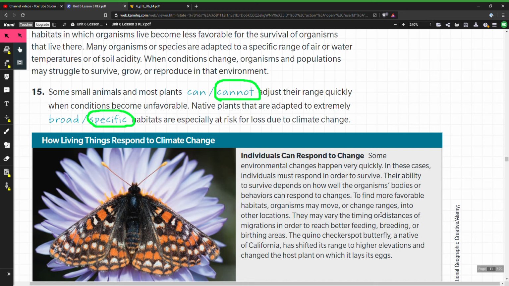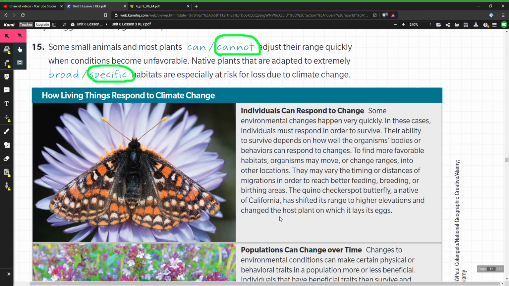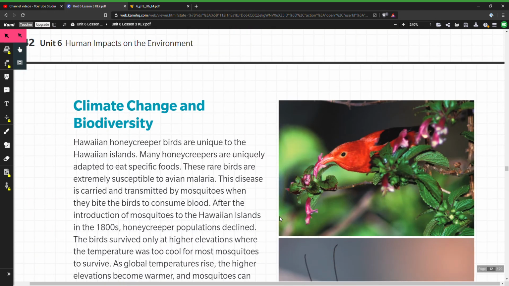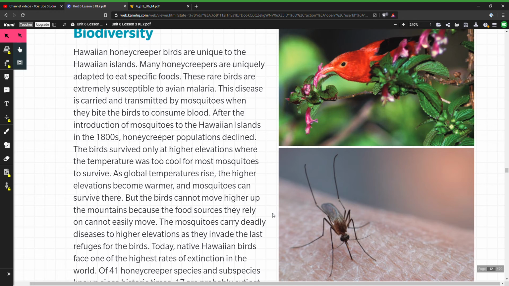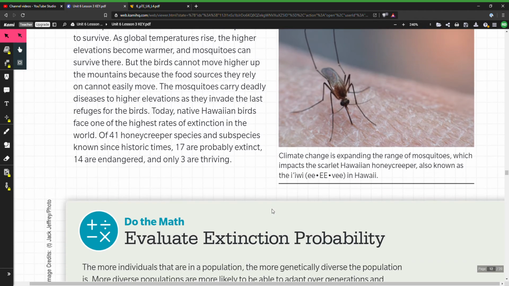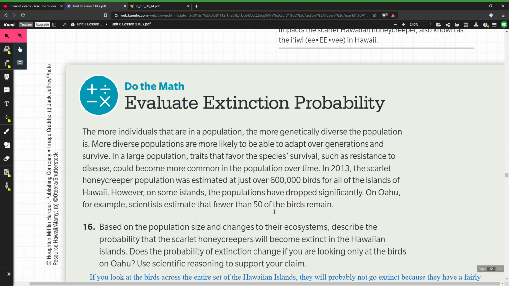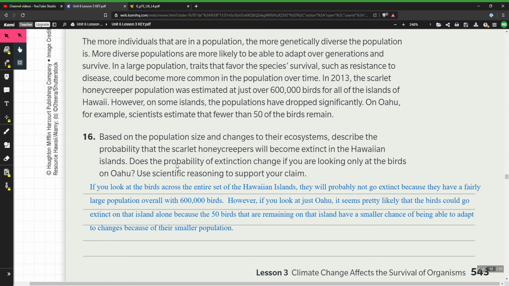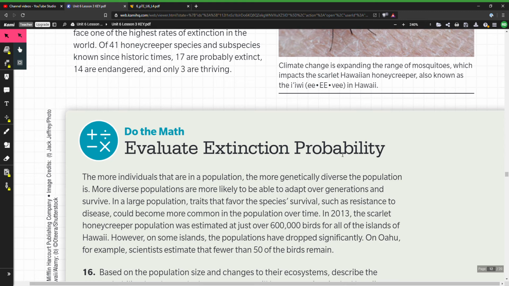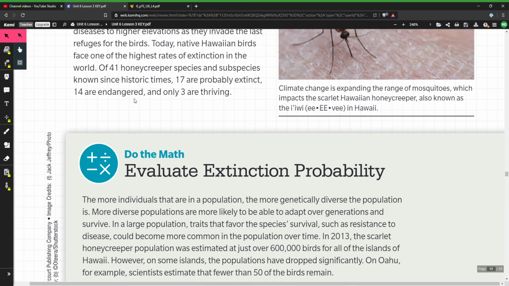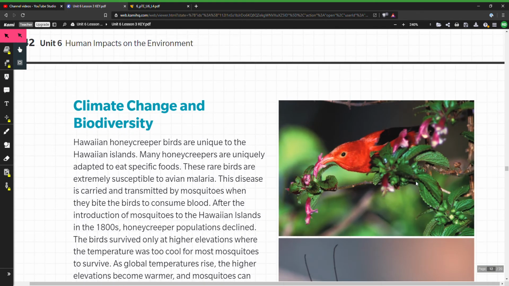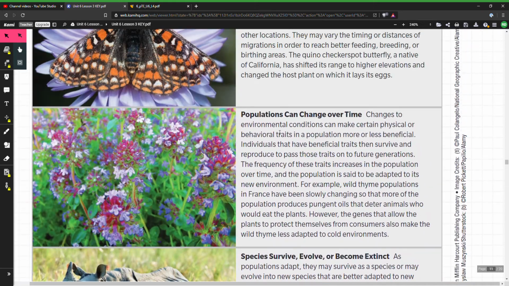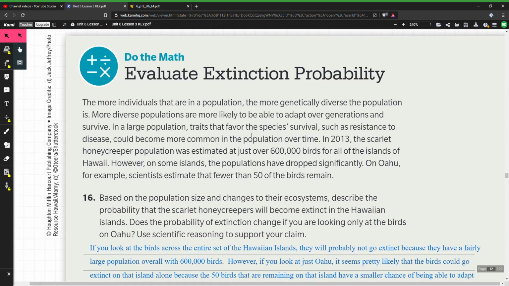So if the climate is changing faster than they can adapt, then typically they will die off because they can't adapt quickly enough. So here, this talks about how to evaluate extinction probability. These pages up here are talking about just how climate change and biodiversity is affecting particular animals. Then it's asking this question.